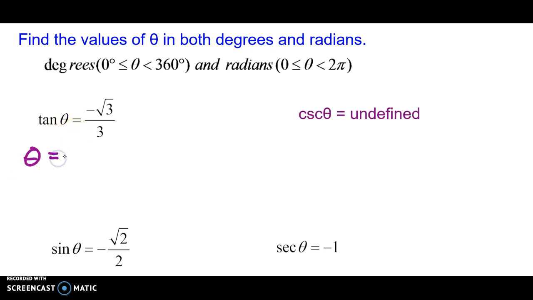Well, I know one of my answers here would be 5 pi over 6. Why is that? We'll go to 5 pi over 6, right? And then, since it's tangent, divide your y over x coordinates and then see what you get. All right, which that radian is 150 degrees.